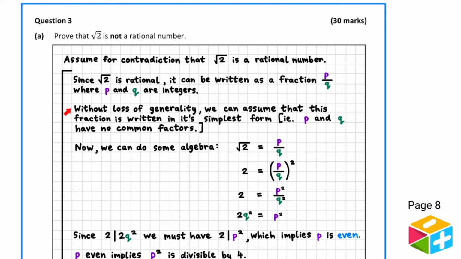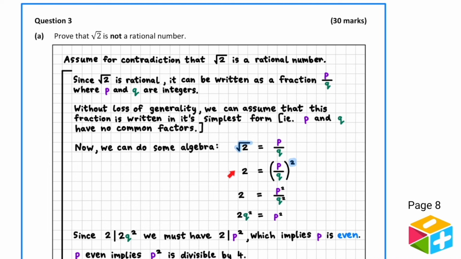Without loss of generality, we can assume that this fraction is in its simplest form. In other words, p and q have no common factors. If they did have common factors, then we could just simplify the fraction. So, we've assumed that we can write √2 equal to p over q. From here, we should do some algebra.